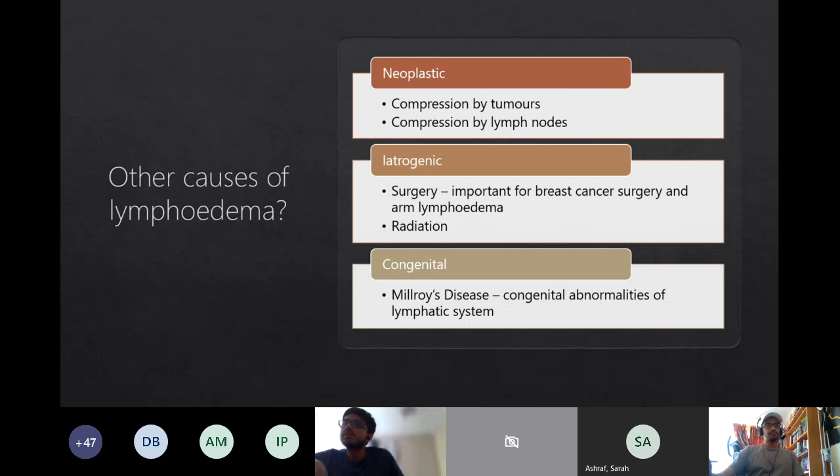And radiation can also damage the lymphatic system and cause lymphedema. And does anyone know what the congenital cause of lymphedema is? You don't need to know anything about it. It's just an interesting thing that you might have heard of. This is what tends to cause bilateral lymphedema. It's called Milroy's disease. They just don't have lymphatic drainage in the legs sometimes, or part of their body.